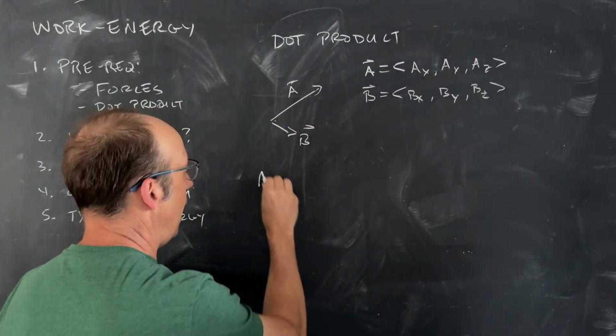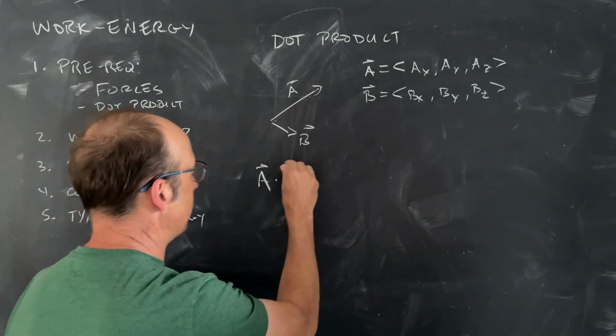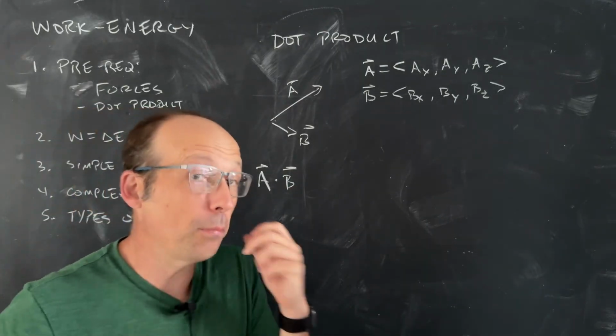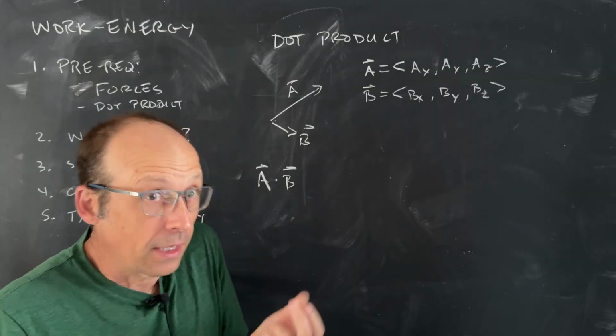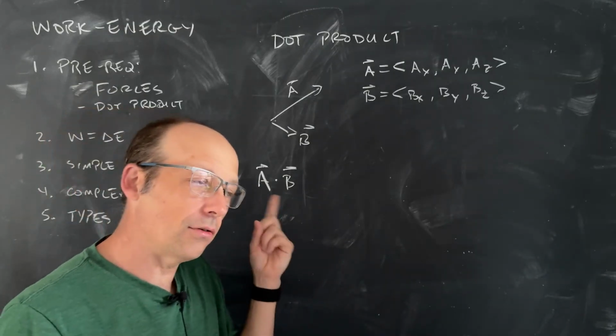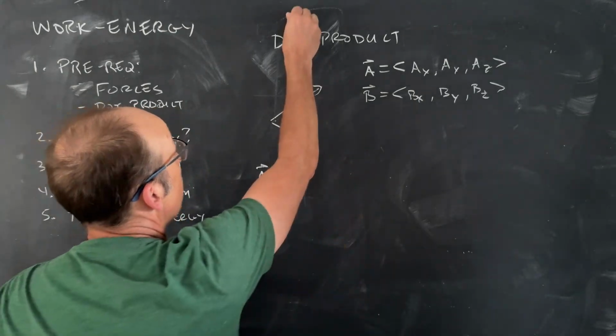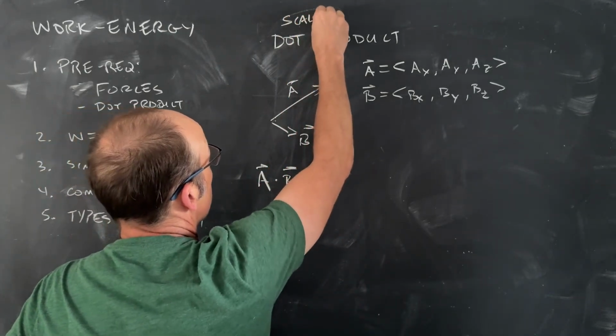Then we define A dot B, see the little dot. That's not multiplication, right? Multiplication is for scalars. These are vectors, so you can't do multiplication, but you can do this operation, which is called the dot product, also sometimes called the scalar product.